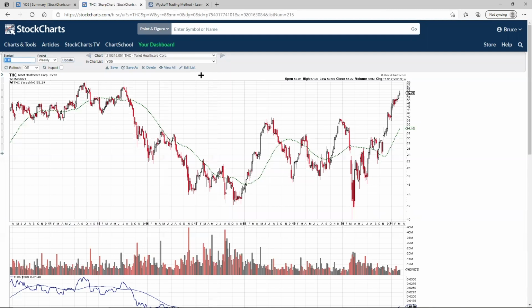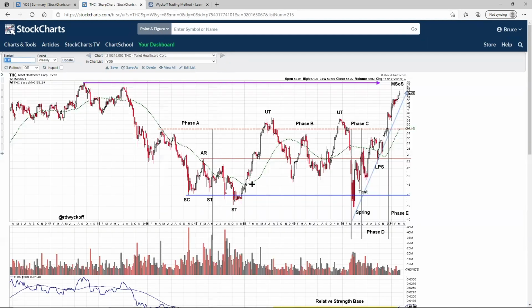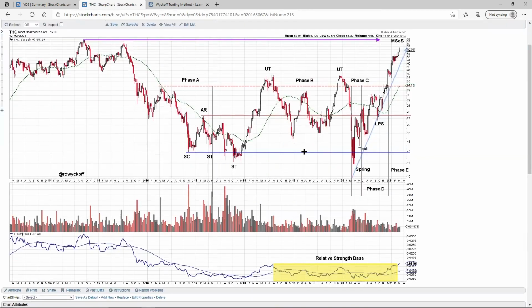Tenet, I'm going to go right to this chart. We're running out of time. Here you can see Tenet, selling climax, automatic rally, two up thrusts. Look at the wild phase B, a lot of volatility, a spring and a test below the support area, changes the character of this as it starts to now trade upward, showing that all of this was accumulation taking place into strong hands. Now so I'll let you screen capture that.